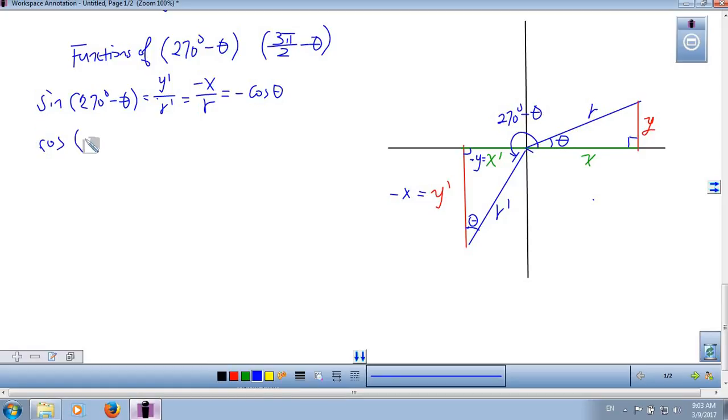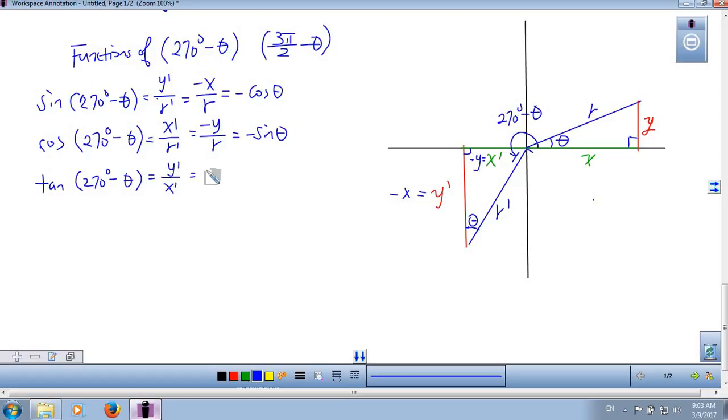Let's do cosine of 270 degrees minus theta. It will be equal to x prime over r prime, which will be negative y over r, so it's negative sine. So in this case, both sine and cosine become negative. That tells me tangent of 270 degrees minus theta will be positive. It will be negative x over negative y, so it will be positive cotangent.